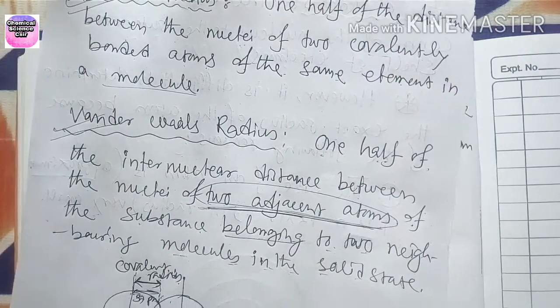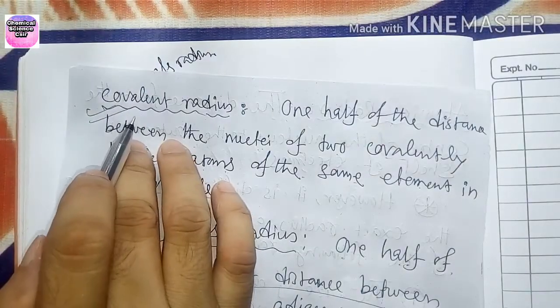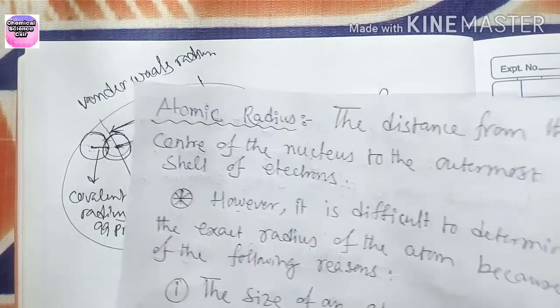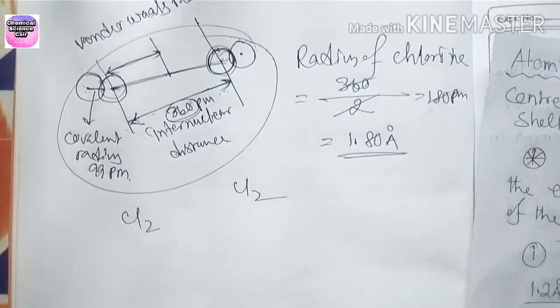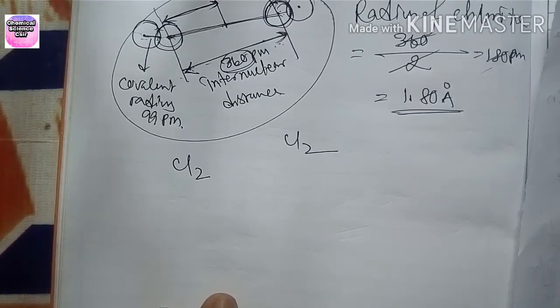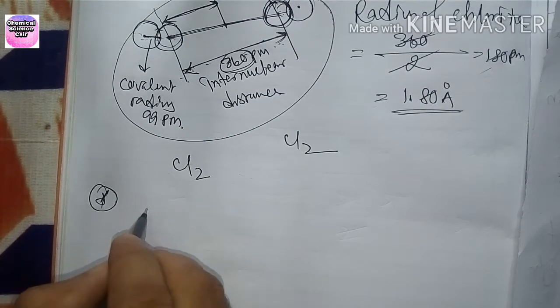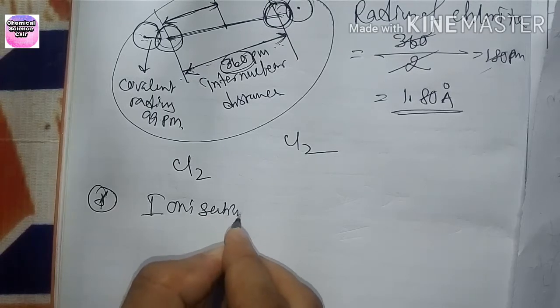Now van der Waals radius is finished, covalent radius is also finished, and atomic radius, the first topic, is finished. Next is ionization enthalpy, a very important topic.